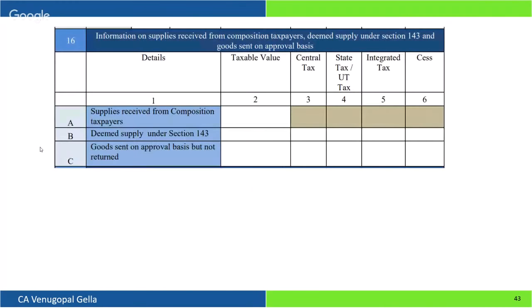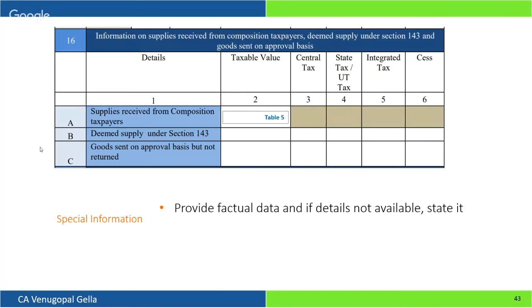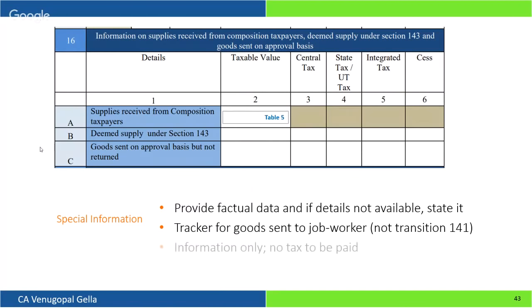Moving on to very important tables: other information, supplies received from composition taxpayers, deemed supplies under section 143, that is, goods sent for job work but not received within 1 year, and goods sent on approval basis not returned as per section 31 subsection 7. So whatever details are required to be furnished, and in some cases this would become a supply and liability would arise, there is a reporting of it. This is for tables 16 and 17, and we have to provide only the actual data, and ITC 04 is required to be matched when filing this information.